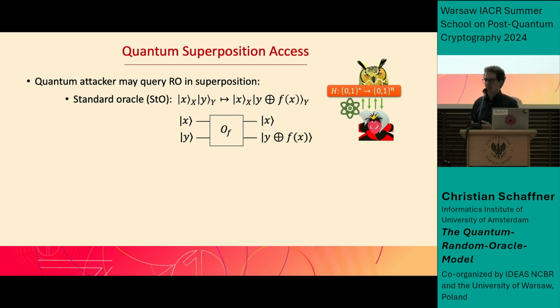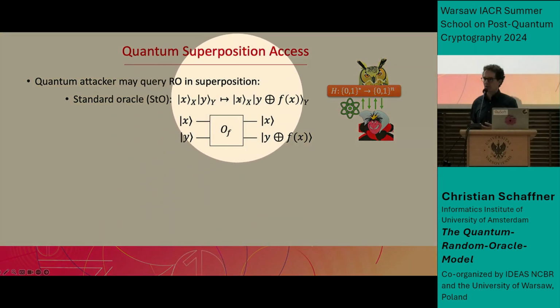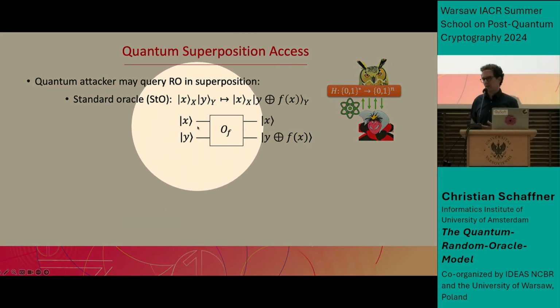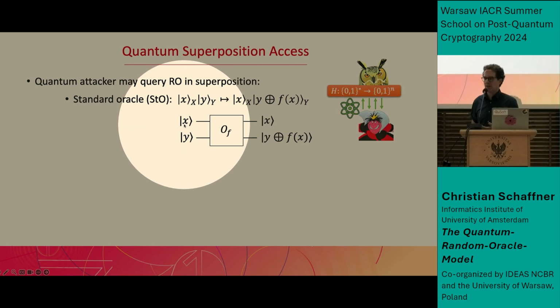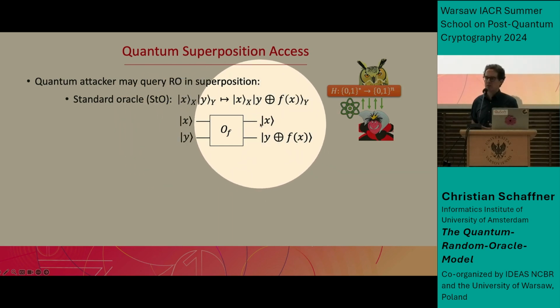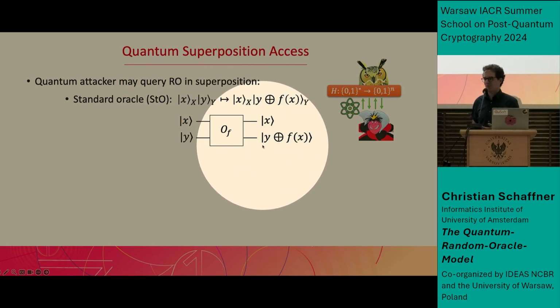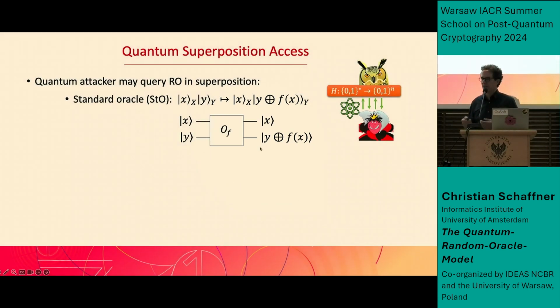So a little bit more formally, if an attacker queries the random oracle in superposition, it runs this quantum operation where you just evaluate: you put in a value x and a value y, and x is preserved, and then f of x is XORed to y. It's the standard way of evaluating a function f, in this case a random oracle, in superposition.